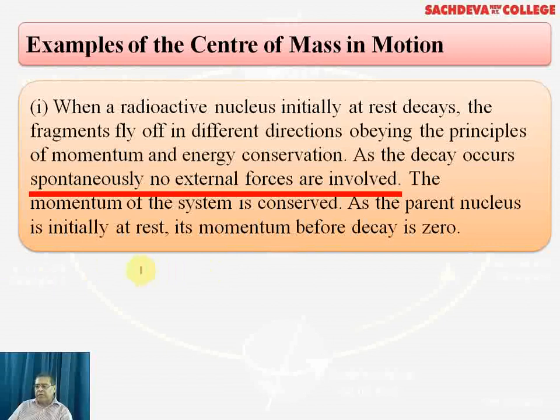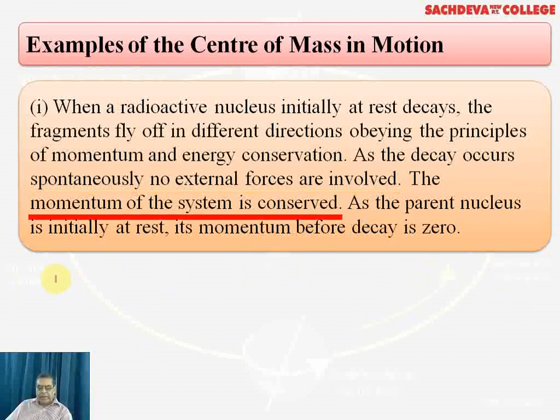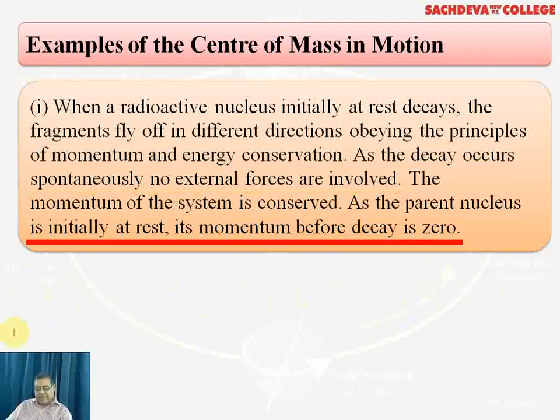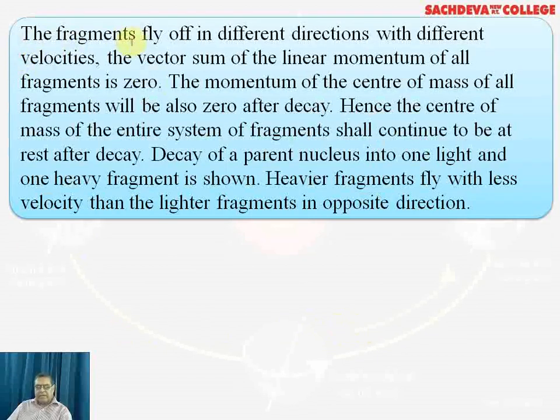That is the meaning of decay occurring spontaneously. No external forces are involved. So when there is no external force, the momentum and energies are conserved. So the momentum of the system is conserved. As the parent nucleus is initially at rest, its momentum before decay will be zero. The fragments, that is the parts of the body, fly off in different directions. When we say they are moving in different directions, it means their momentums are different. However, the total momentum is conserved.